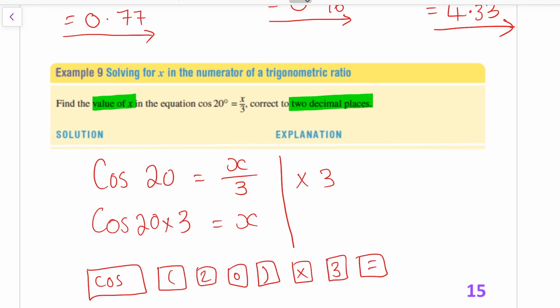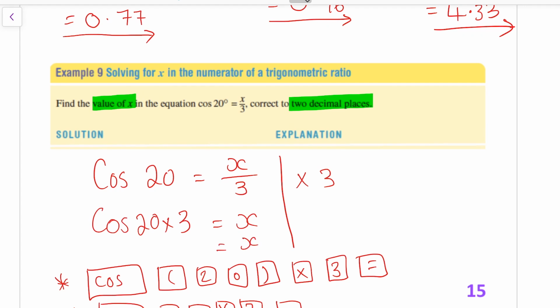If you don't have a bracket, it's a lot easier, you just need to go cos 20 times 3 and press equals. It does all of it for you. So make sure you know which one your calculator does, bracket or no bracket, and that will be important for when you do your test.